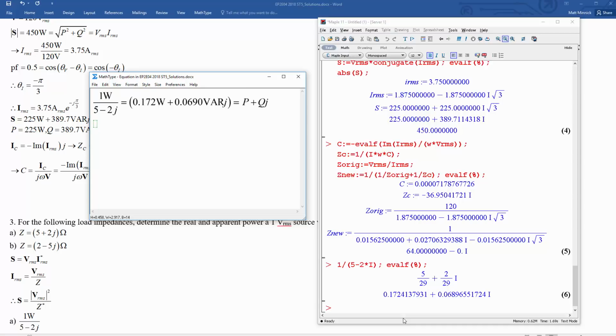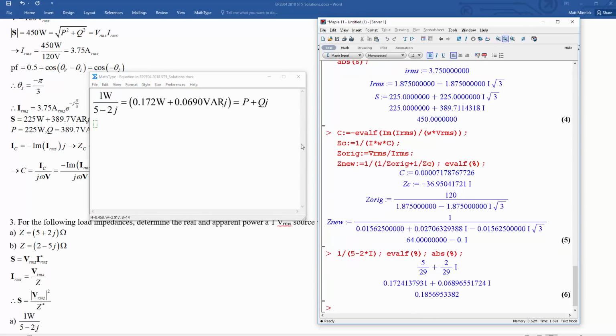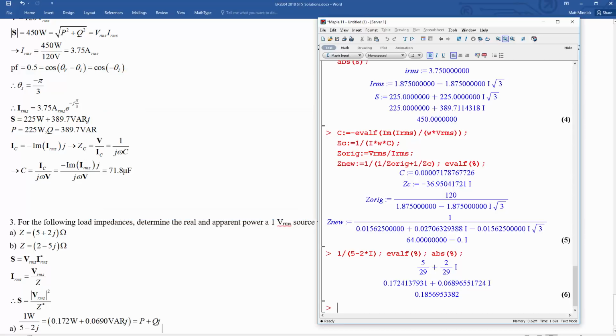To find the apparent power, we can take the magnitude of this. So just converting that same number to polar form, or looking at the absolute value here, we've got the apparent power, magnitude of S, is equal to 0.186 watts. Okay.